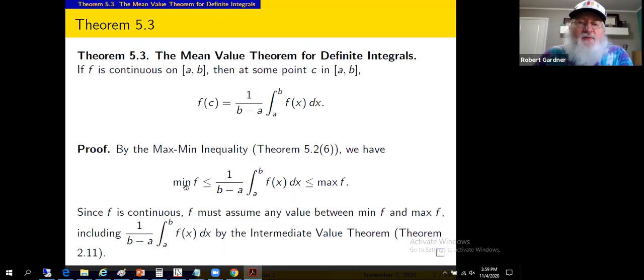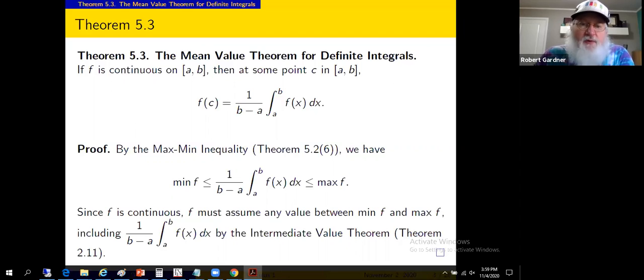So if we'll go through and divide that conclusion by b minus a, so instead of having the b minus a's multiplied on the left and right, we'll divide those out, and we pick up a 1 over b minus a in the middle. We get the minimum of f is less than or equal to 1 over b minus a times the integral is less than or equal to the maximum of the function.